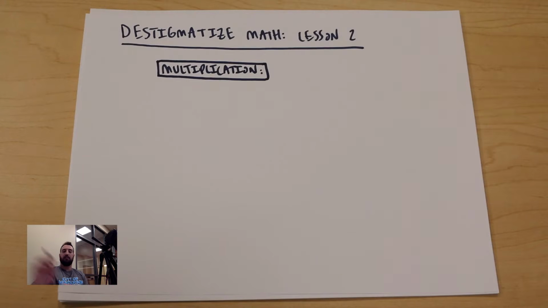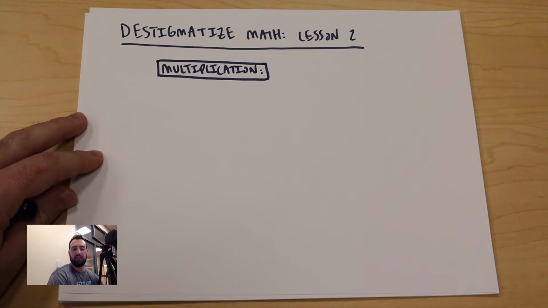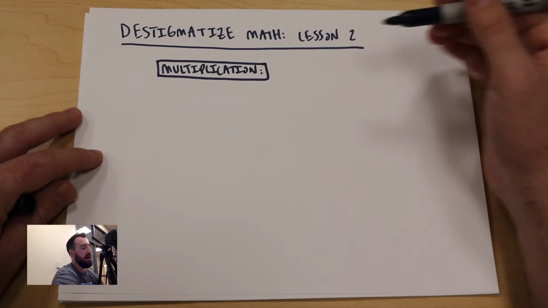Alright, let's get into this lesson on multiplication. As I said previously, multiplication is just repeated addition. I talked about addition in my previous video, so if you haven't seen that video yet, definitely check it out. Anyways, I talked about how addition is just glorified counting, while multiplication is glorified adding.